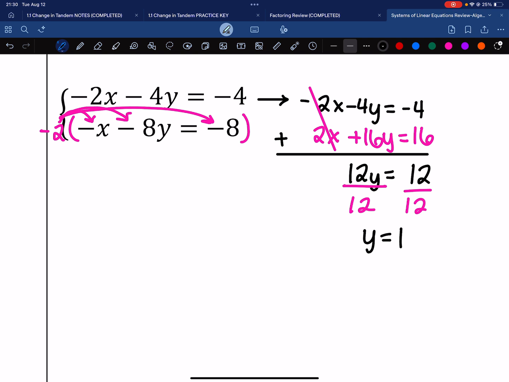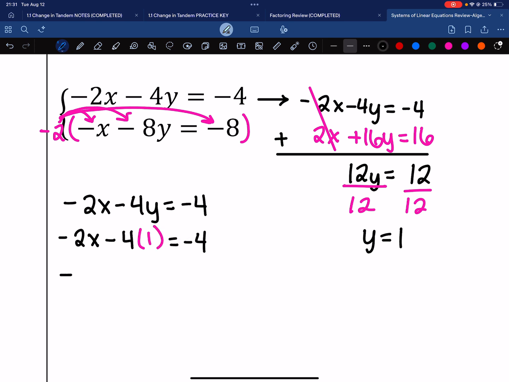Okay. Then on this one, we need to solve for x. Personal preference, which one you want to do. You can pick the first equation, the second equation. I'm just going to stick with the first one. So I'm just going to rewrite it so I can see it. And then I'm going to plug in 1 for y. And so that gives me -2x minus 4 equal to -4.